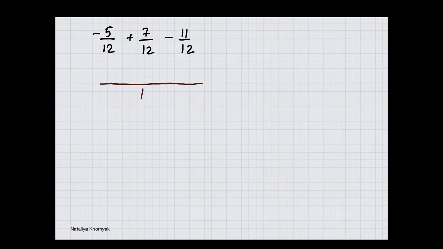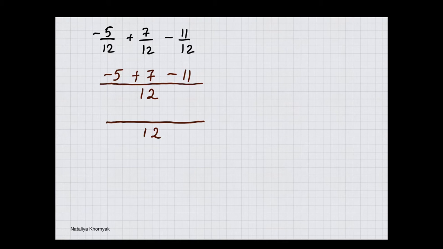In this example, we have 3 fractions, but the good thing is we have common denominators everywhere, so you can just copy 12, and rewrite all numerators as they are. So we have -5, +7, -11.